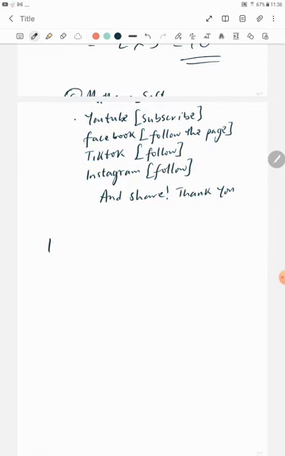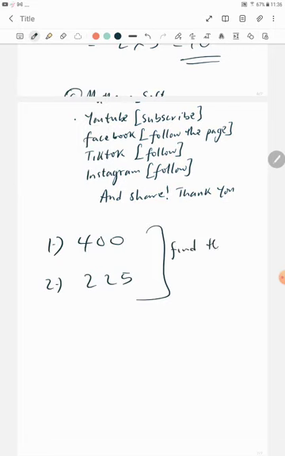So you have 400. Okay, lay your hands on the square root of 400. You also have 225. So you can try these two. Find their square roots. So find the square roots of this number, and let me have your answer in the comment section below.